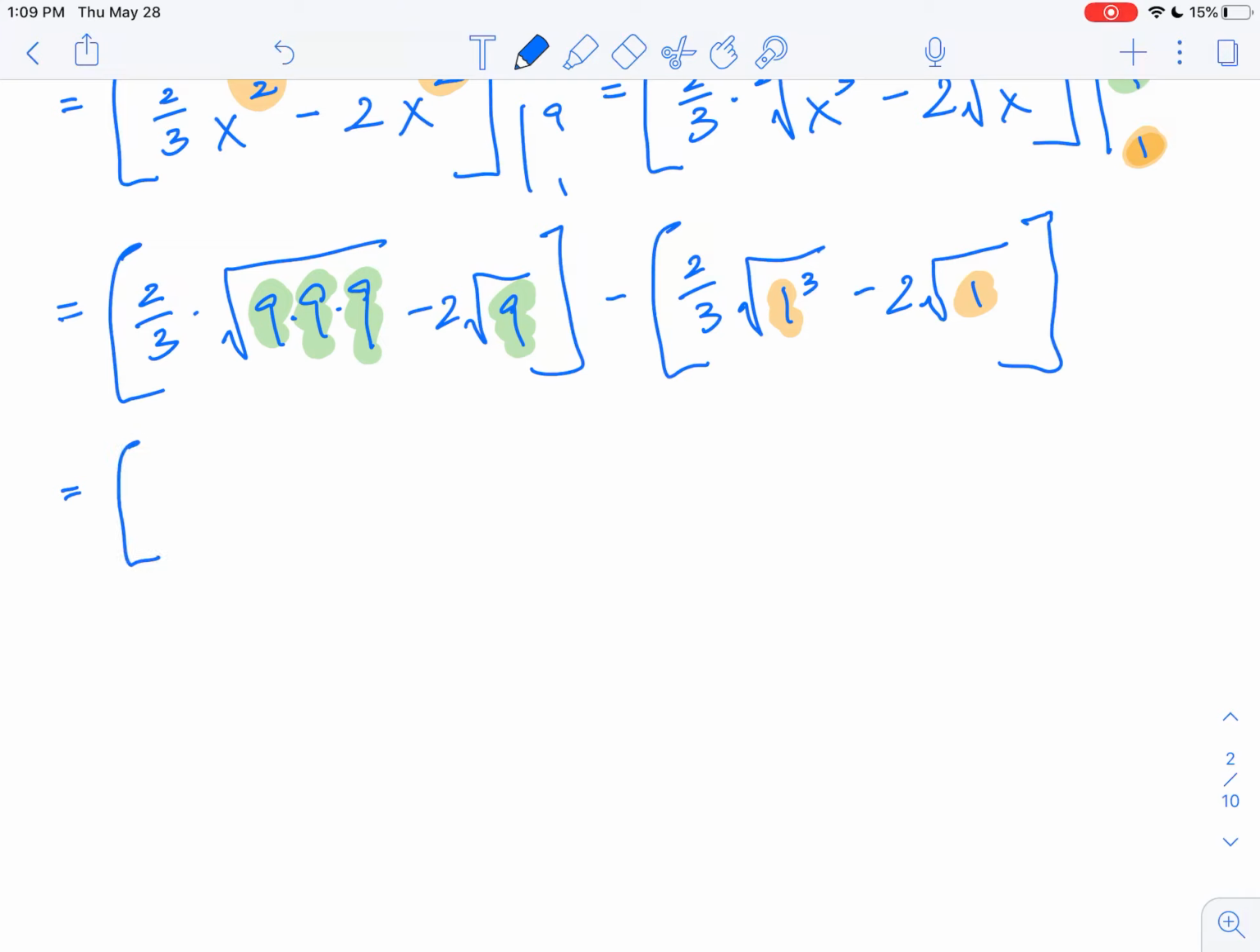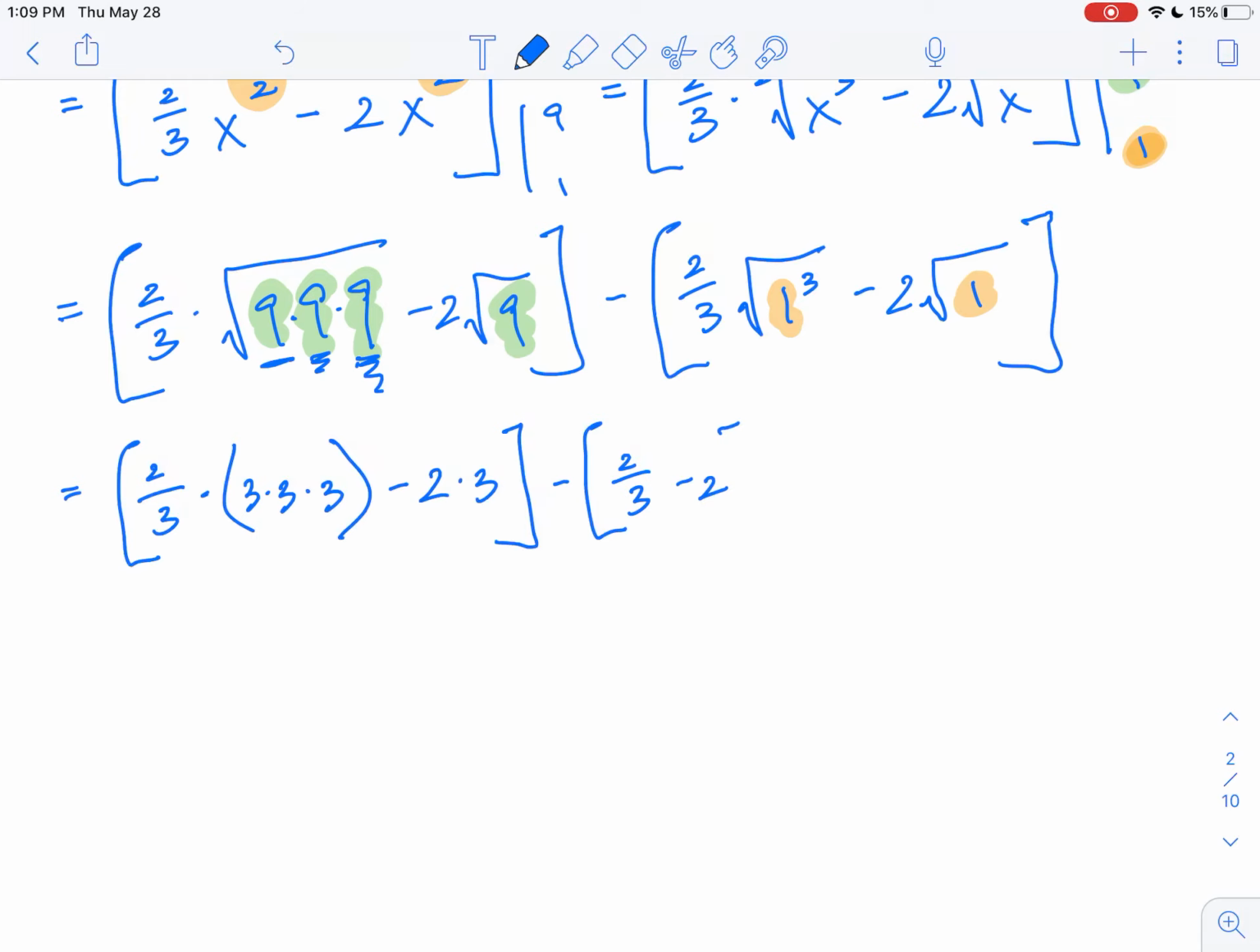So this first term, this 2/3 stays, but the square root of 9 is actually something that you know. So the square root of this 9 is 3. The square root of this 9 is 3. And the square root of this 9 is 3. So really, I have 3 times 3 times 3, minus 2 times 3, okay? Minus, the next one is pretty straightforward because 1 is an easy number to take the root of and to raise to a power. So we just get 2/3 minus 2.